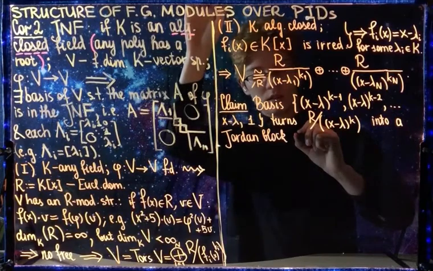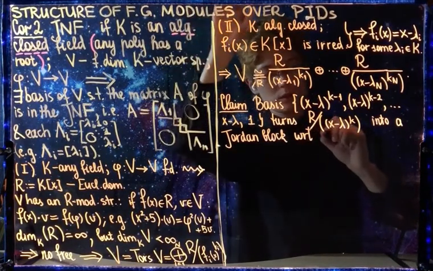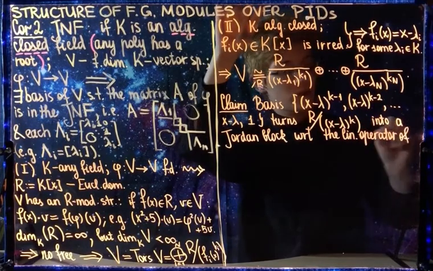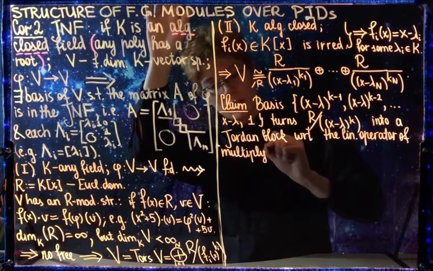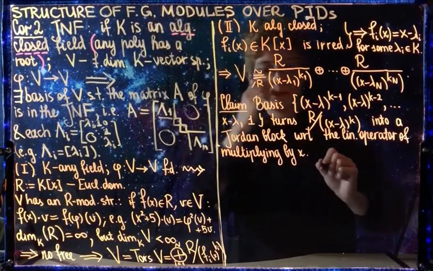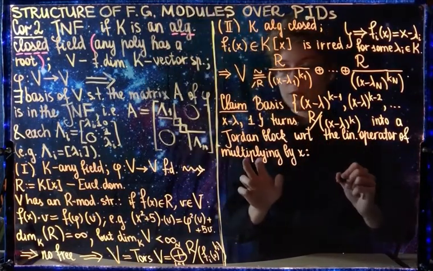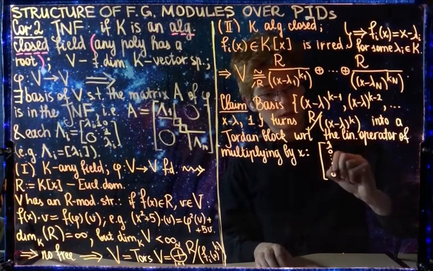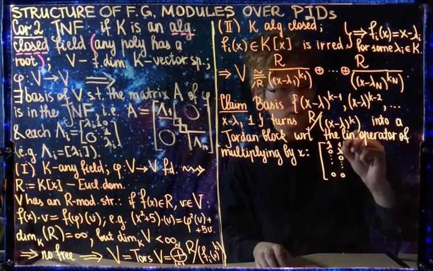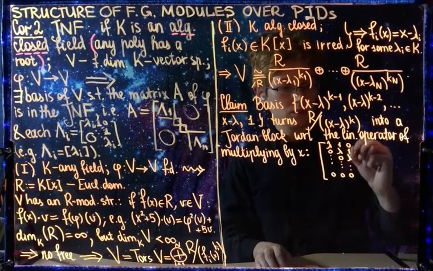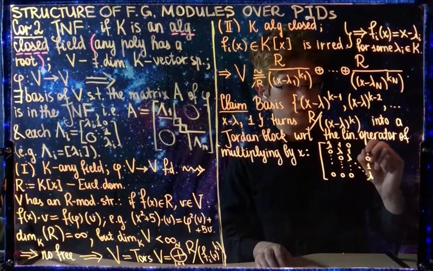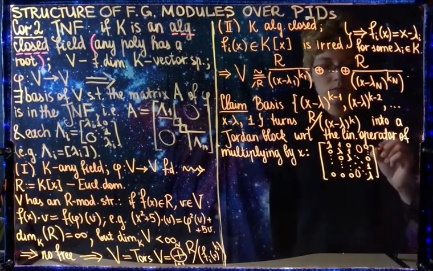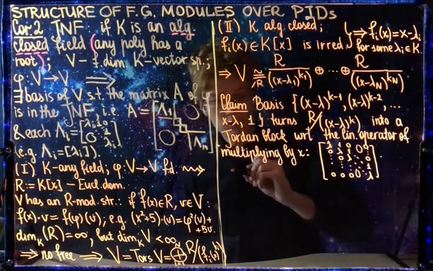with respect to the linear operator of multiplying by x. So the operation of multiplying by x can be represented in this basis as lambda, 0, 0, 0, then 1, lambda, 0, 0, 0, 0, 1, lambda, and all zeros here, until we get 0 here and 1 here. So 0, 0. And let me prove it.